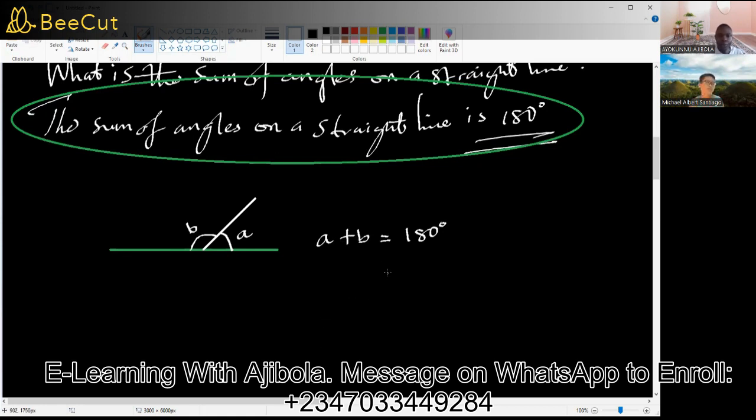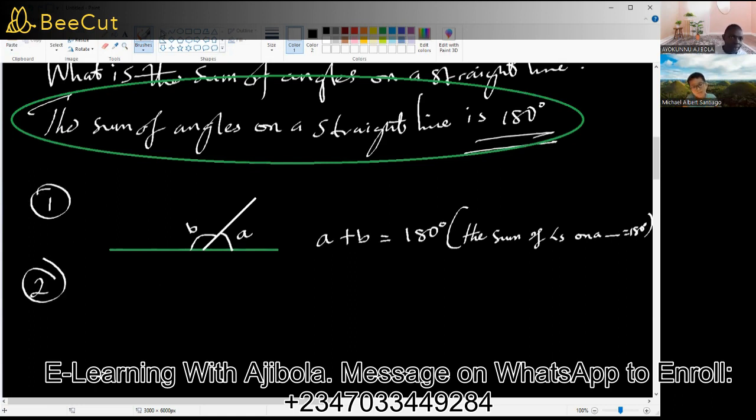180 degrees. 180 degrees, because why? The sum of angles. The sum of angles on a straight line is 180 degrees, okay? Fine. So that is why A plus B should be 180 degrees. So let us look at another example.